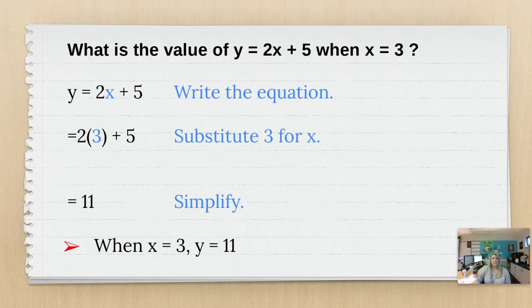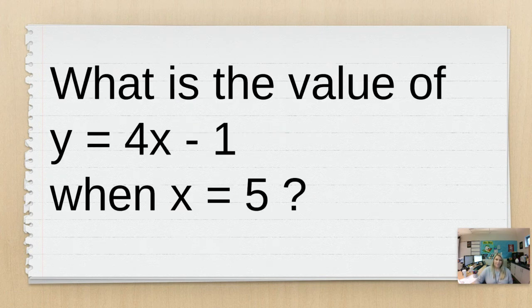Okay, next is to simplify, and you need to use a calculator or remember to use your order of operations, your PEMDAS, which means multiplication comes before addition. So you would do 2 times 3 first, which is 6, plus 5 is 11. So when x is 3, y equals 11.